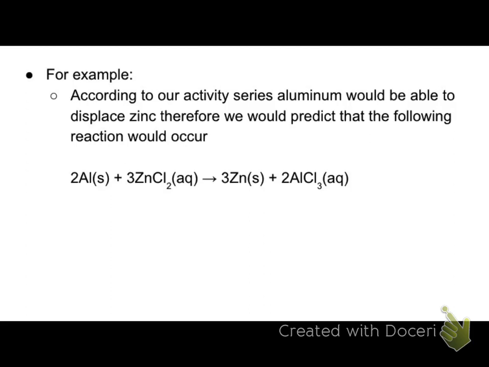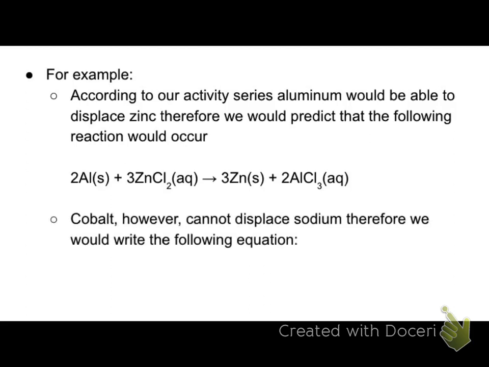However, on the flip side of things, cobalt is lower on the table than sodium. So cobalt would be unable to displace sodium. So if somebody wrote for you the reaction cobalt plus sodium chloride, you would write the latter half of the reaction simply as no reaction, because we are predicting that this reaction would not take place because sodium is going to be more likely to bond with that chlorine. It's more active, and so the cobalt would be unable to displace it.